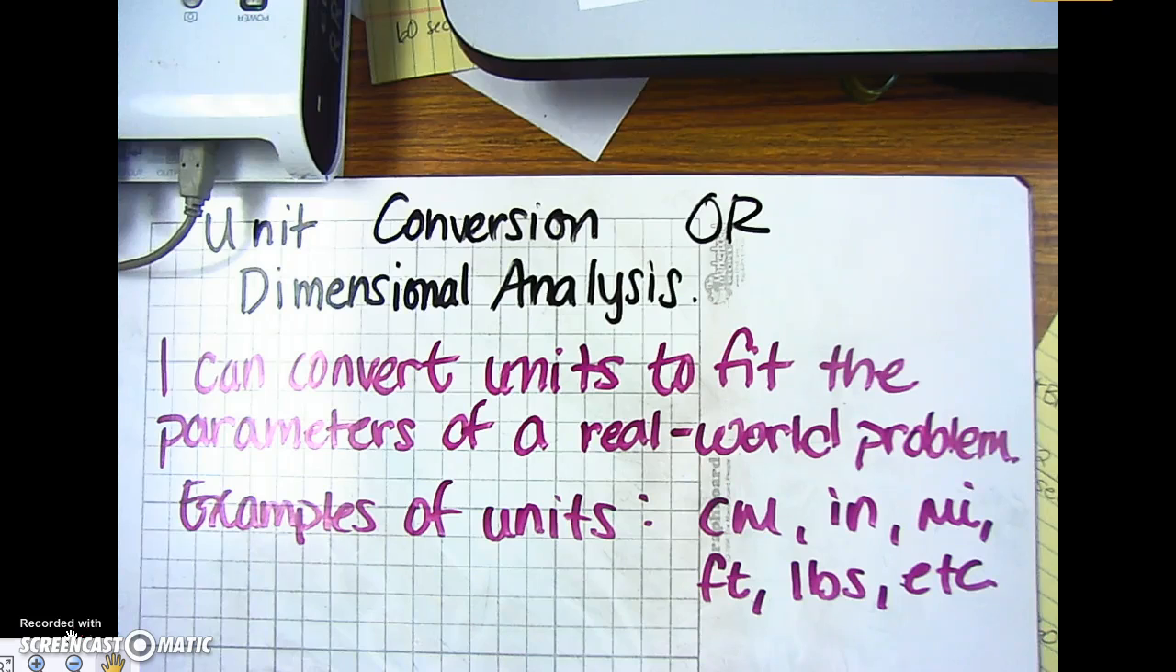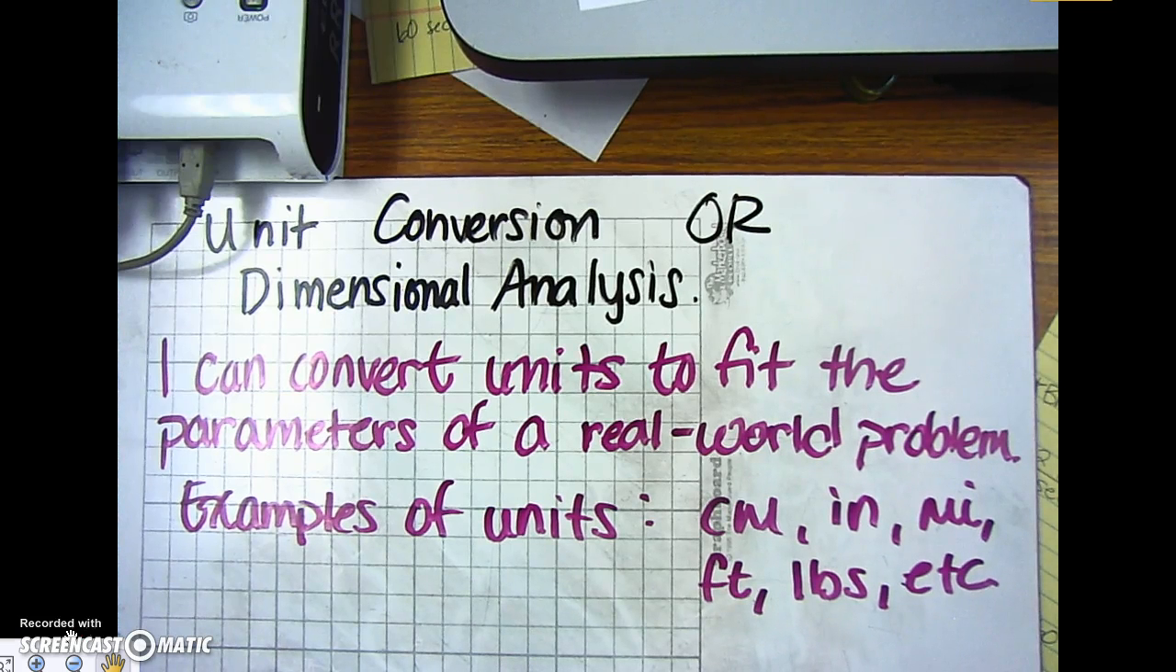Alright, dimensional analysis. Your I can statement is, I can convert units to fit the parameters of a real world problem. Units are things like centimeters, inches, miles, feet, pounds, etc. You could probably think of a whole bunch more, but those are some examples of units, and we will be converting those units to other units. It's a pretty simple lesson. We're going to go through 2 examples, and I don't think you guys should have a problem with it.